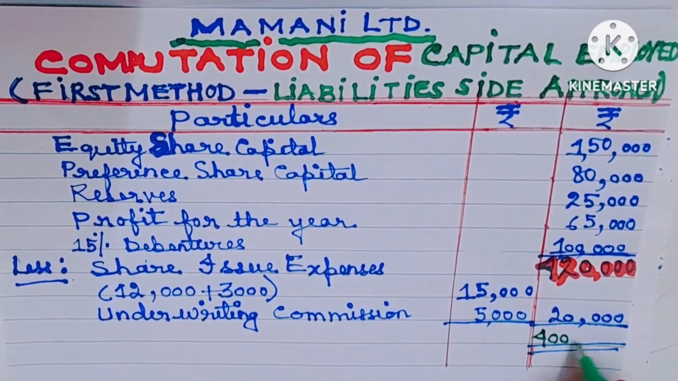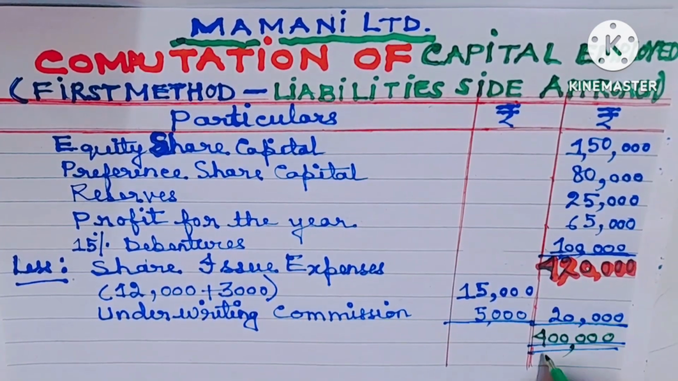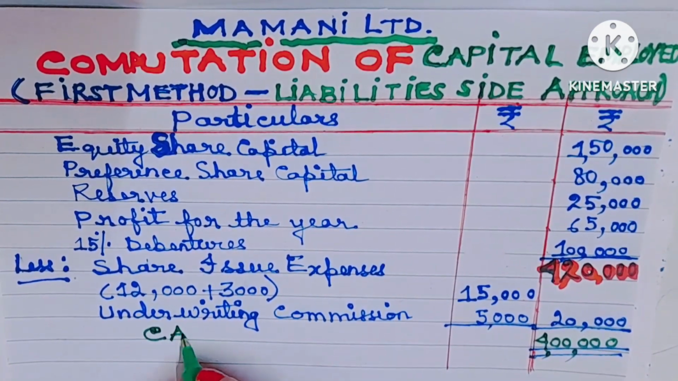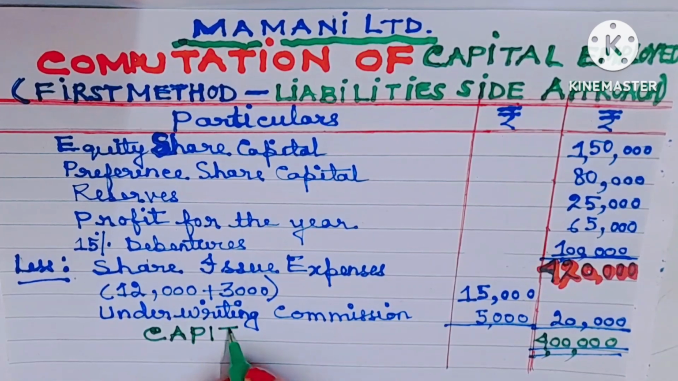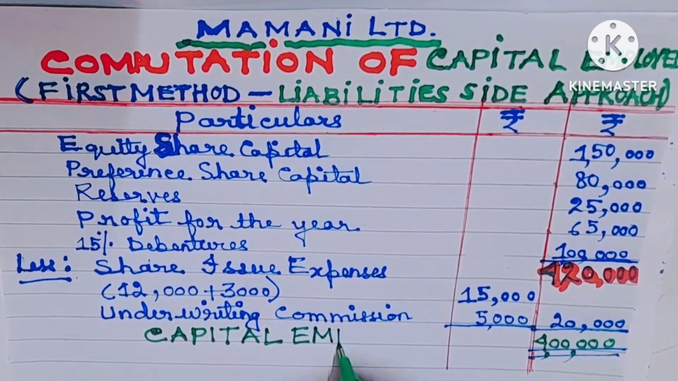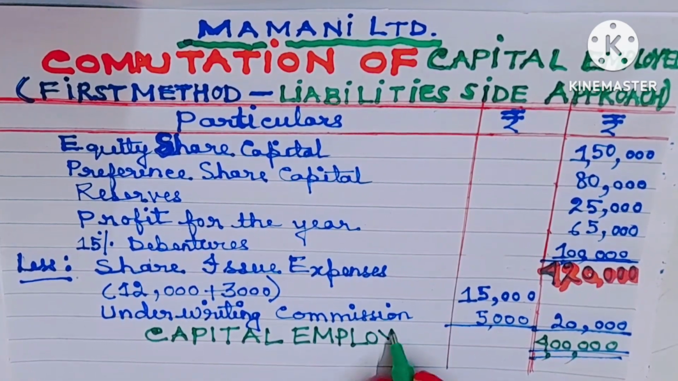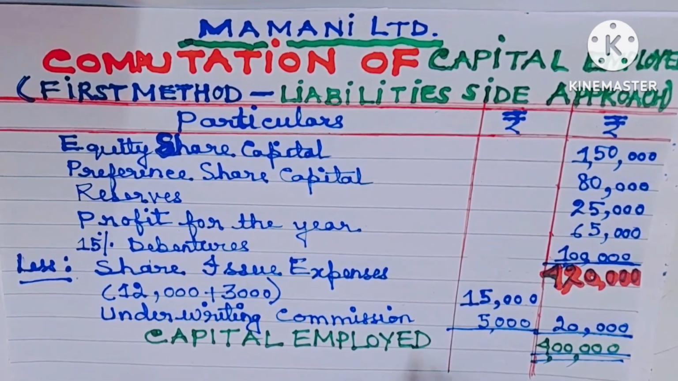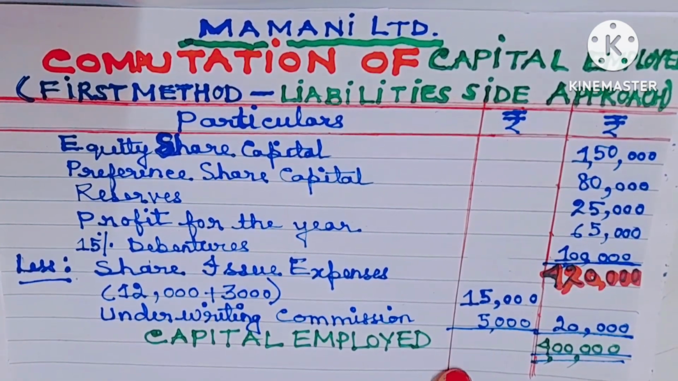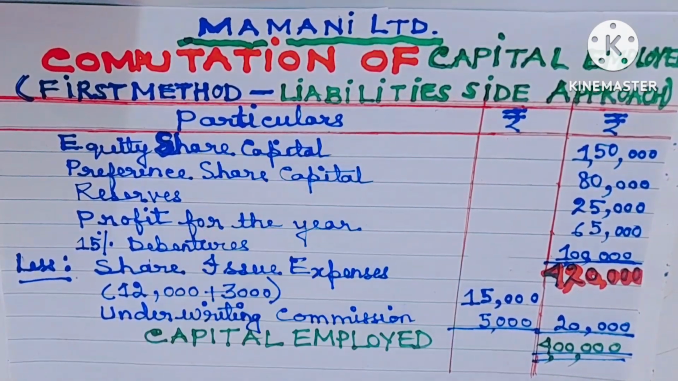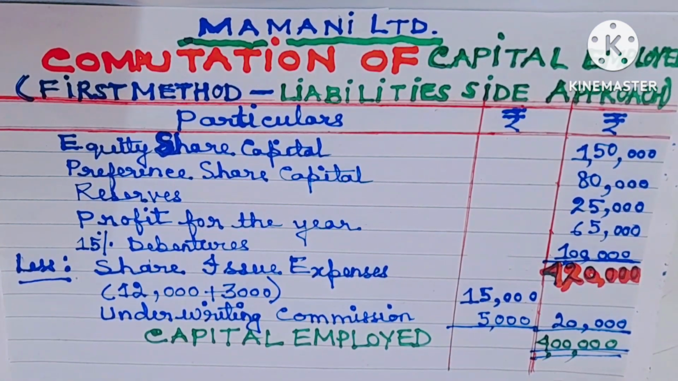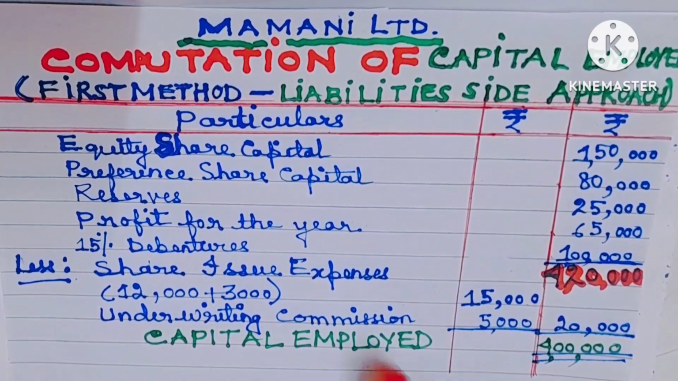Okay. Now, what is this? 4 lakhs. This is capital employed. So, capital employed is equal to 4 lakhs by the first method, that is liabilities side approach.